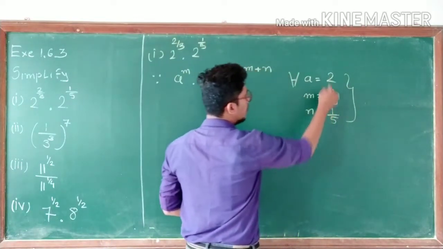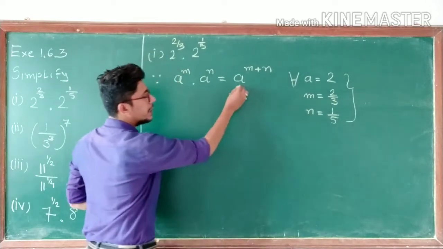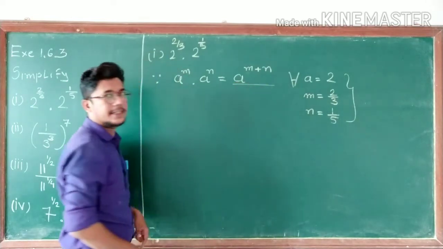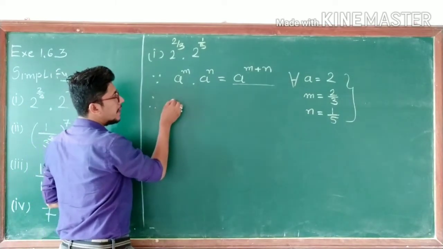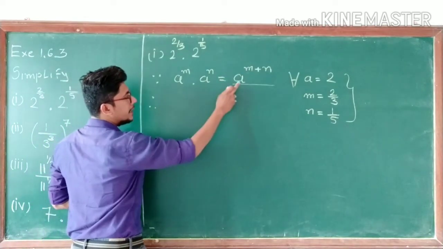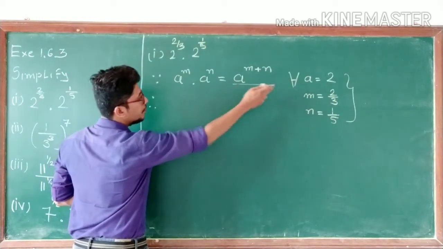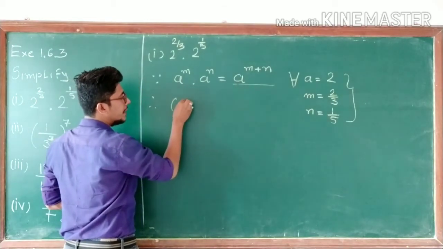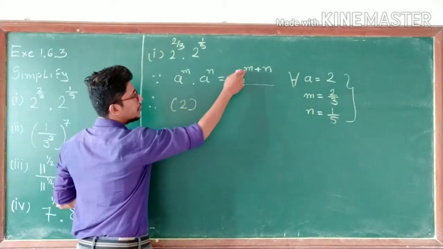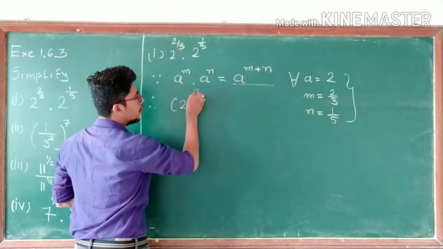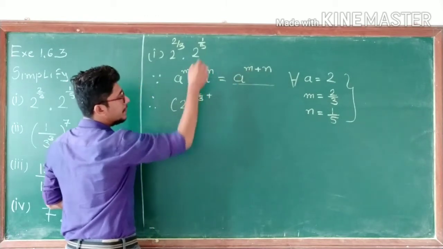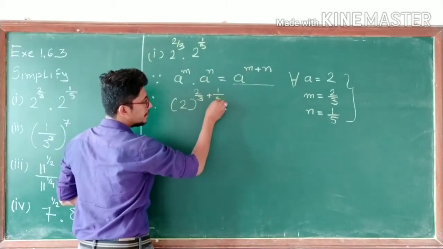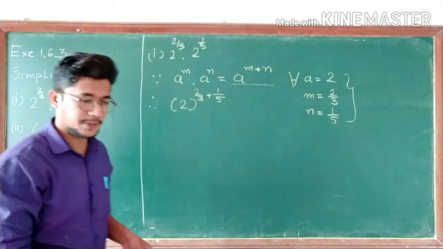Now put all this value into the right hand side of the identity. So now, a power m plus n, in place of a you have to put 2. So in place of a we are putting 2. In place of m we are putting 2 upon 3, plus in place of n we are putting 1 upon 5. Yes or no? Yes.